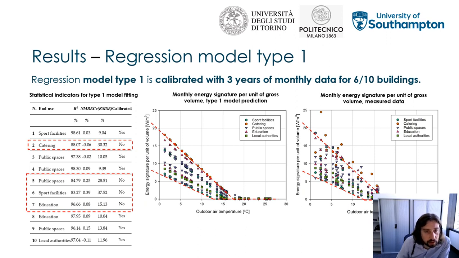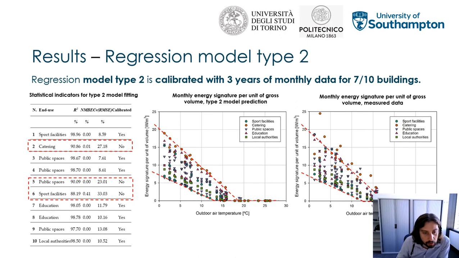So what we did is to test the other type of model, the regression model type 2, where we have additional dummy variables for the monthly behavior. In this case, the performance changes slightly, so we have one more building that is calibrated.